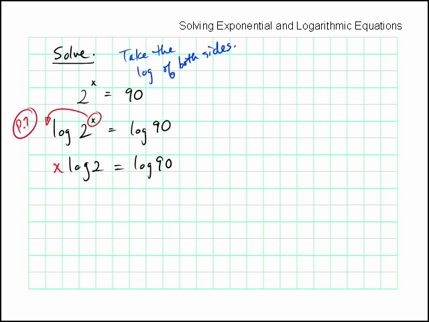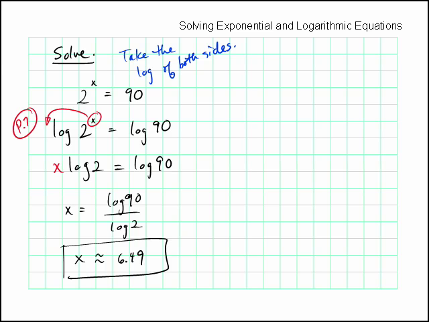This will now allow me to solve for x. If I divide by the log of 2, I get log 90 divided by the log of 2. That is the exact answer. Usually they ask for a decimal approximation. I'll round to 2 decimal places here. The log of 90 divided by the log of 2 using my calculator is approximately 6.49. And so I solved the equation for x.